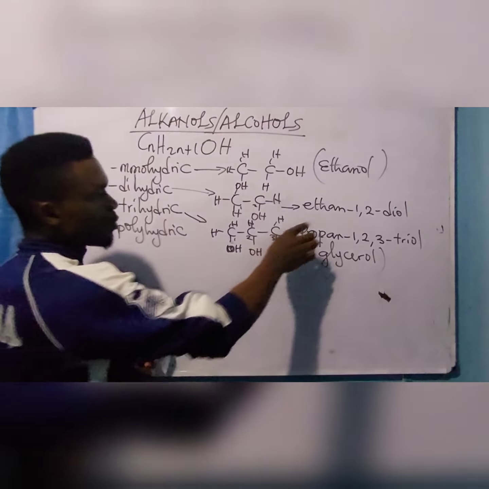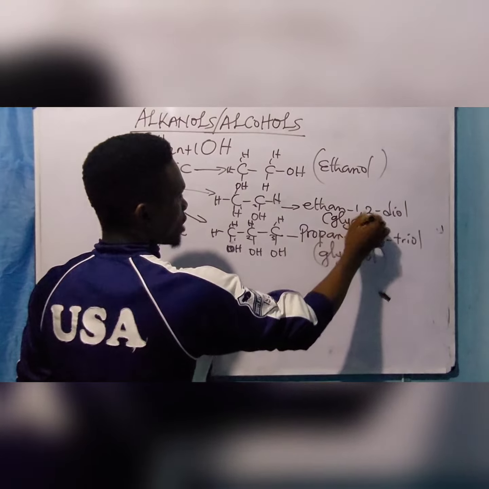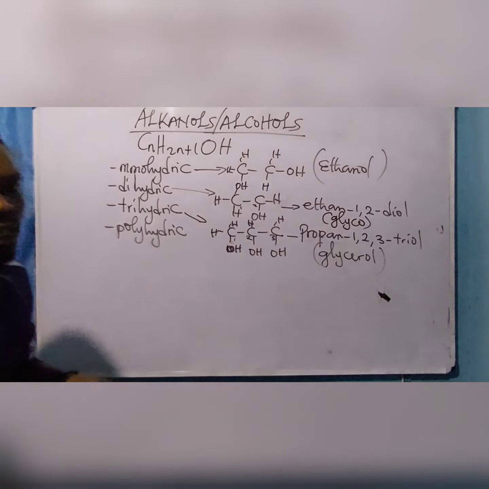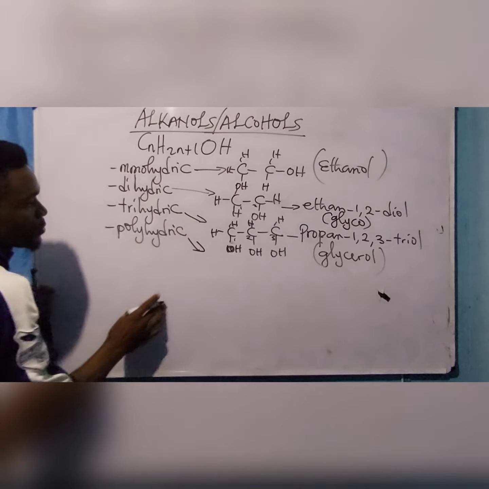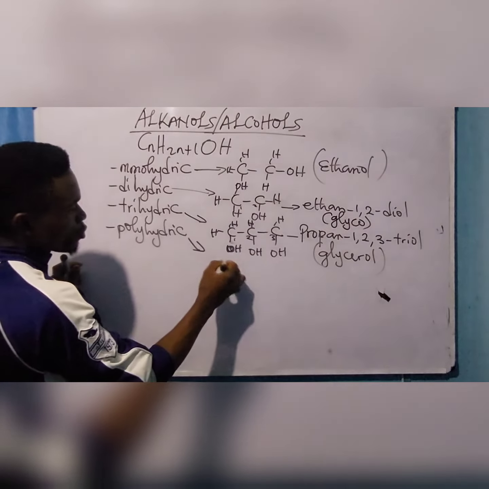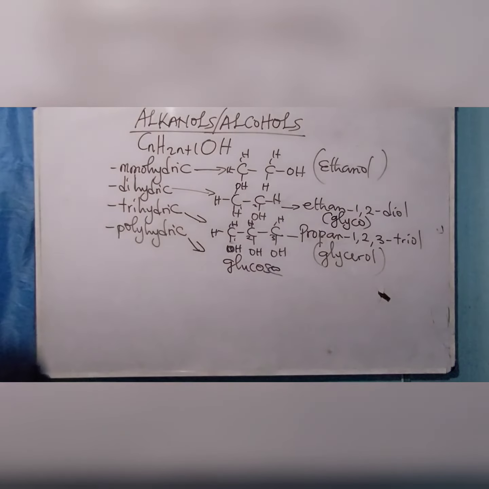Alright. Now, ethane 1, 2 diol is also called a glycol. Alright, it's also called what? A glycol, and it is used as what? Antifreeze. Now you now have a polyhydric alcohol. Polyhydric alcohol, a good example is what? Glucose. Alright. So these are the classification of what? Alcohols.